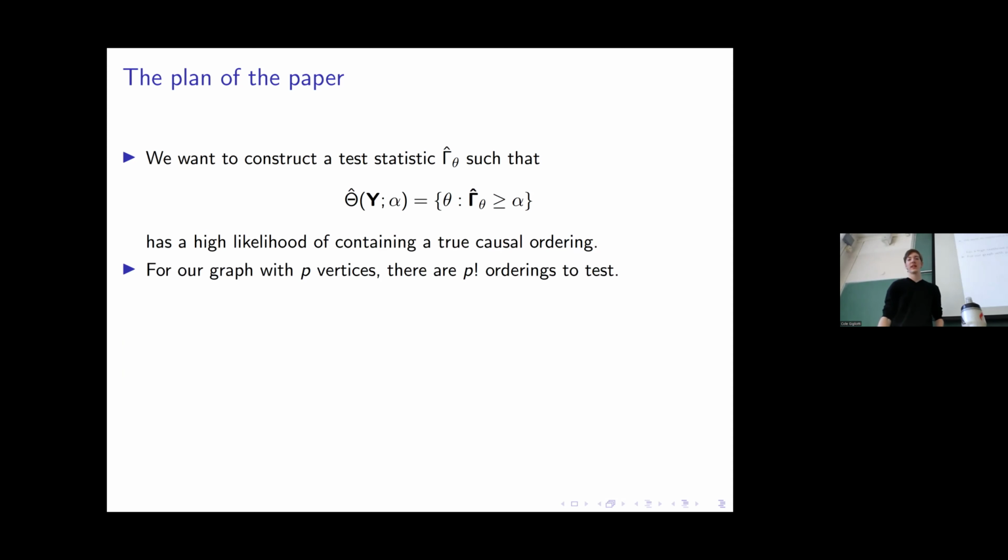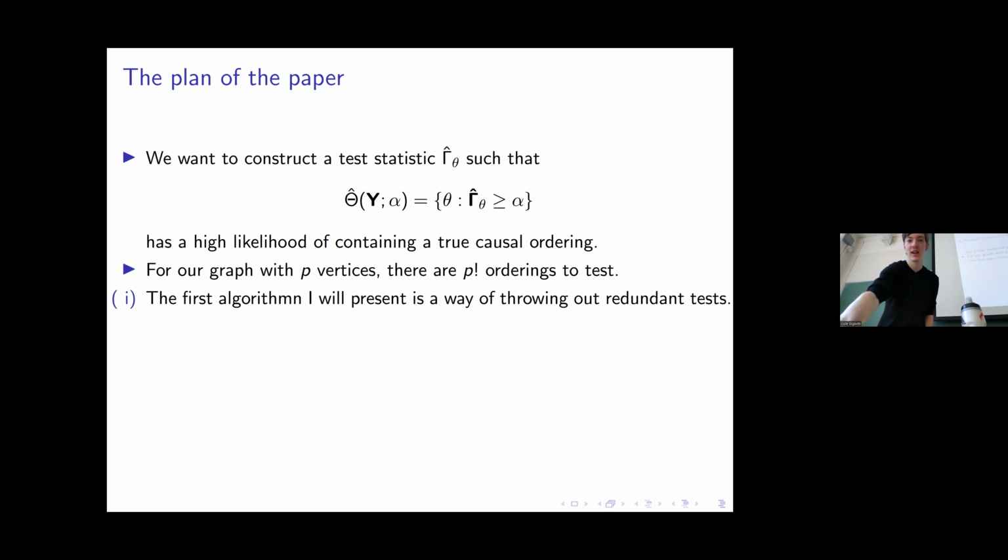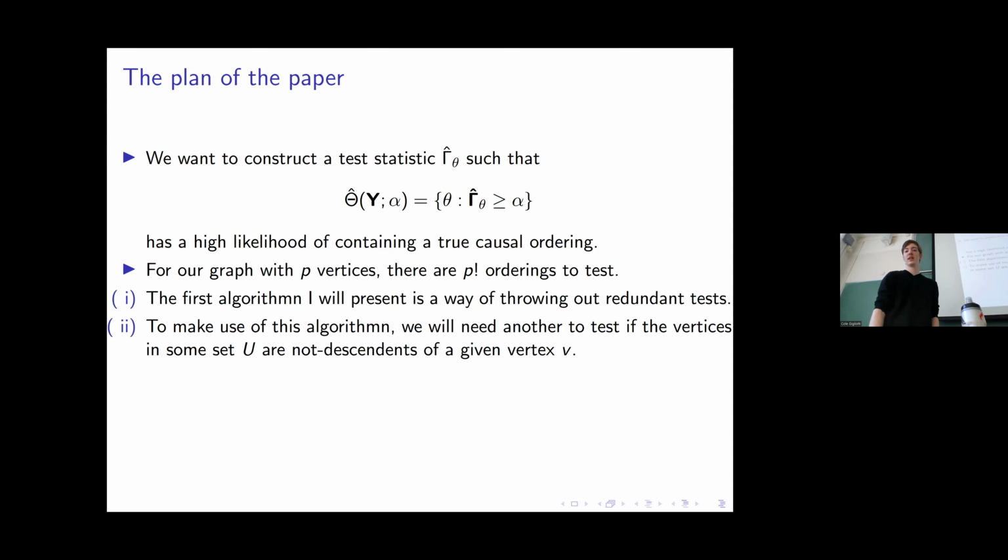So for our graph with p vertices, in the last case we did 4, there are p factorial orderings to test, one for every permutation. So we're not going to do that. Instead, the first algorithm I will present is a way of throwing out redundant tests. And to do that, we will need to test if some set of vertices U are not descendants of a given vertex V.